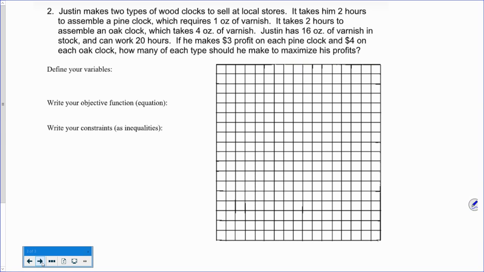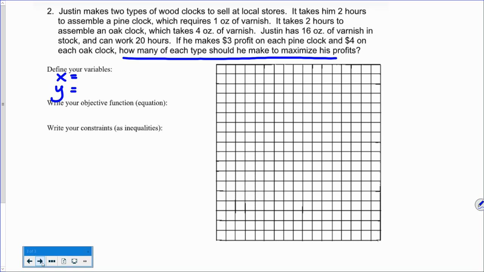So in this problem, sometimes I just jump straight down to it because it looks overwhelming when you read through this. I'm just going to take a look right away. How many of each type should he make to maximize his profits? So already I know, hinting at what my variables will need to be. How many of each type? So I'll take a look back. Justin makes 2 types of wood clocks. All right, so we need how many of each type of the wood clocks?